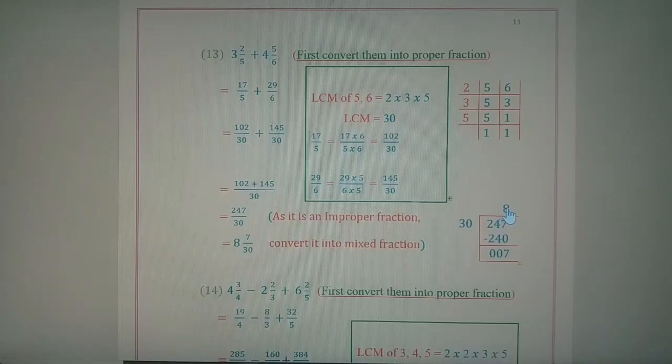Again I repeat, first we begin with 8, then we write 7, and then we write 30. The right circular manner or clockwise manner. We start with 8, 8 integer 7 upon 30. Answer is 8 integer 7 upon 30. That will be our final answer.